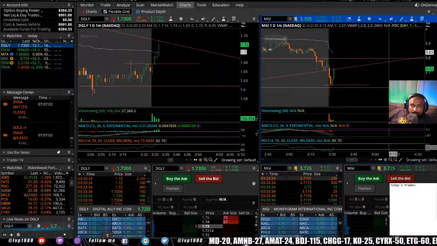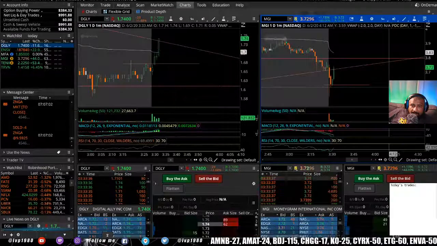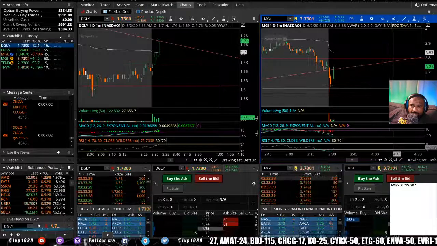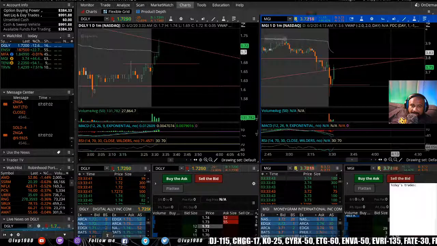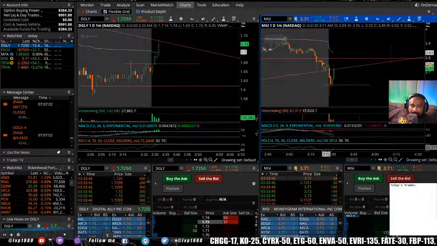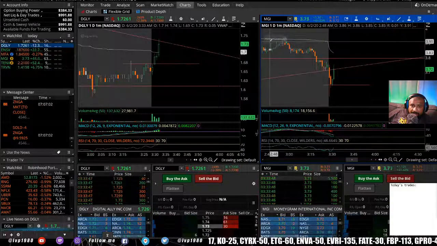We don't want to chase it. We want to come back down and rebound. Unfortunately, that might mean we're too late, but it's also less risky.